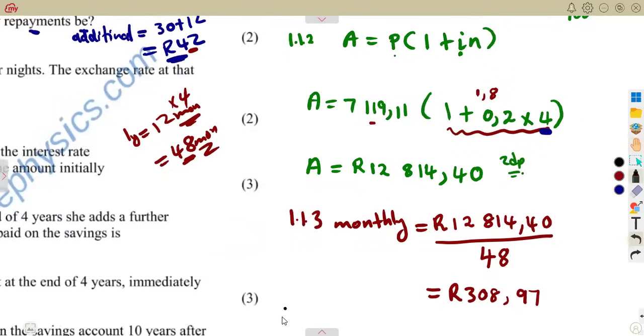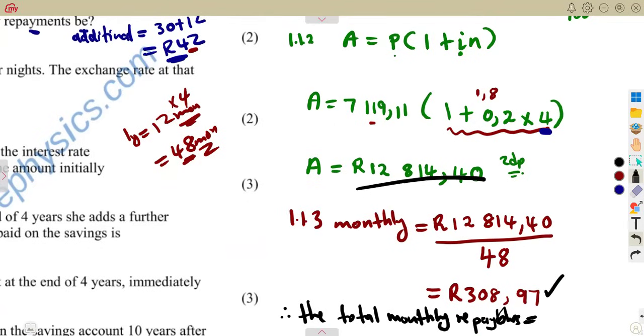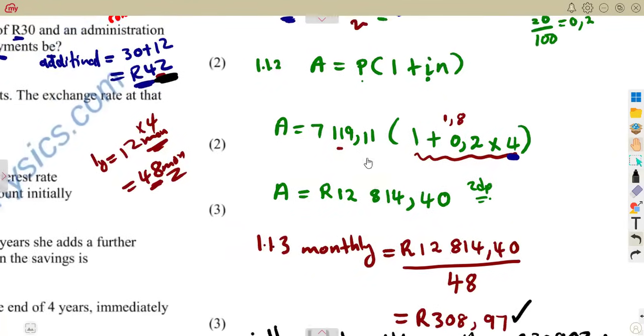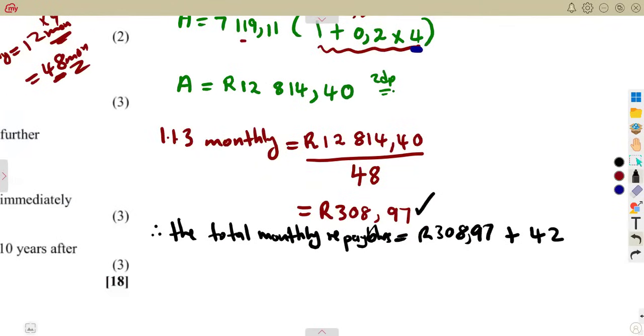So therefore, the total monthly repayable will be equal to the monthly that he is supposed to pay from that amount, which is 308.97 plus the additional amount to be paid also monthly, that insurance and administration. So you're going to add that additional part of 42 to this amount. So that is the condition. So in this case, we are going to add 42 rand. So at the end, what is going to be the total in that case?